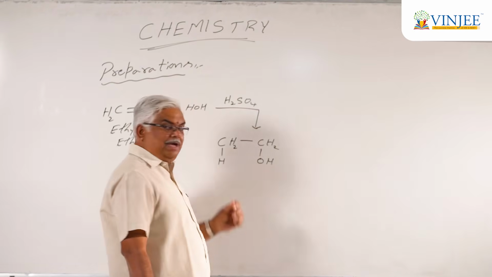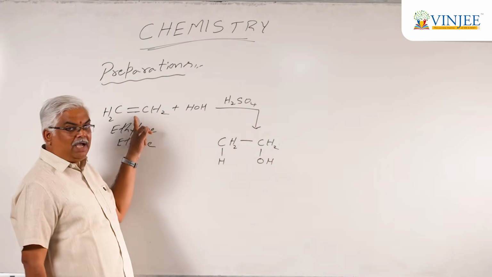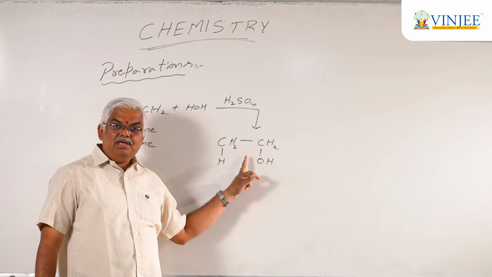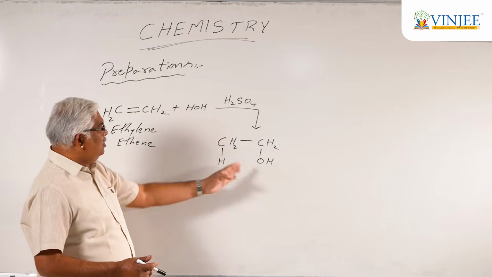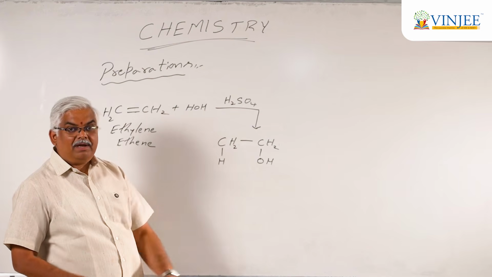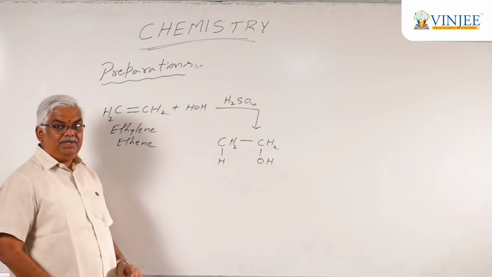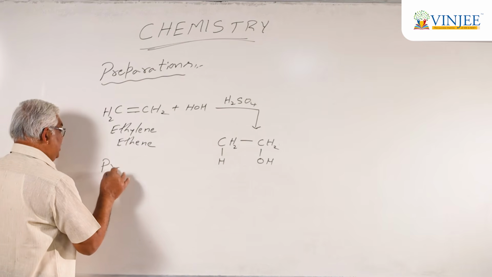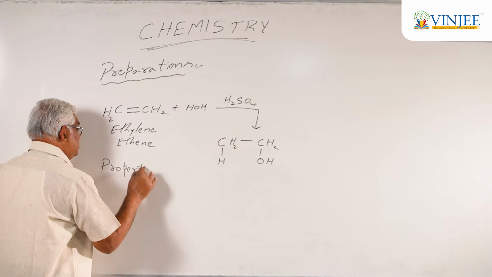In an addition reaction, you will have a pi bond in the starting material, whereas all sigma bonds will be there in the product. So this is how you can industrially prepare ethyl alcohol from ethylene. Now, let us even try to understand the properties of this compound.